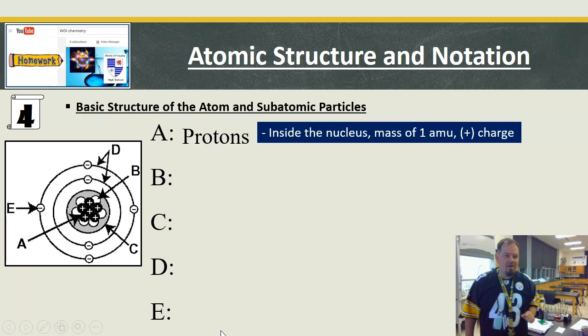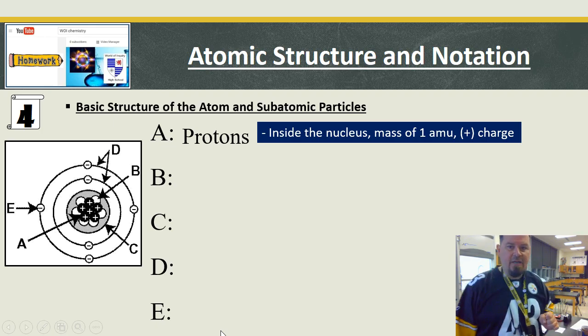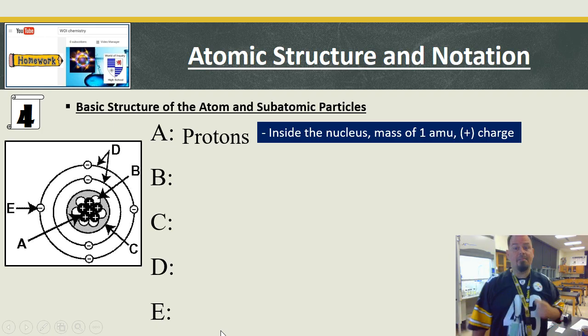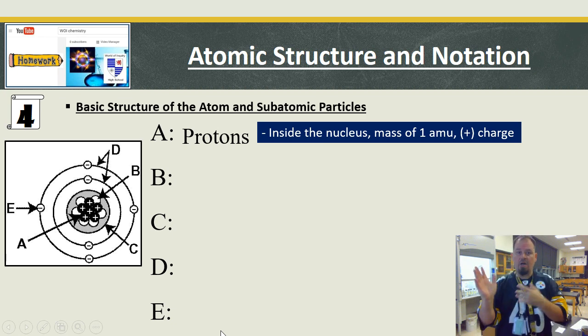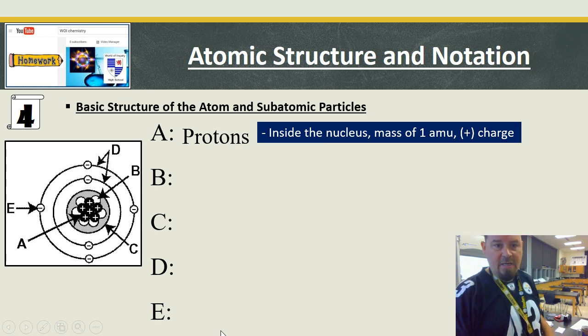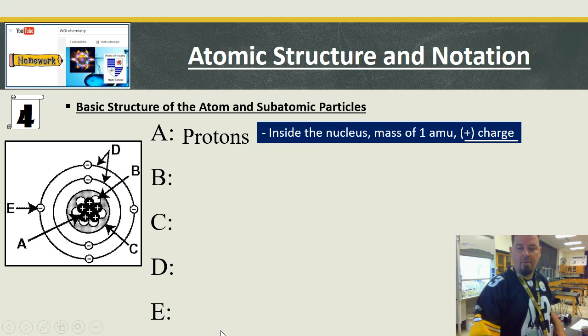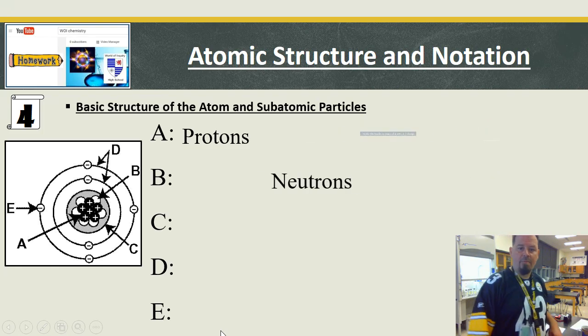Protons, pointing towards letter A. Protons are that positive little thing on the inside. They're in the nucleus. Has a mass of 1 and a positive charge. So has charge, has mass. I will call protons king. They are the most important thing. Okay? They have a plus charge.